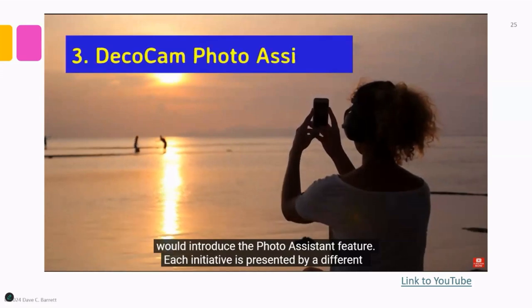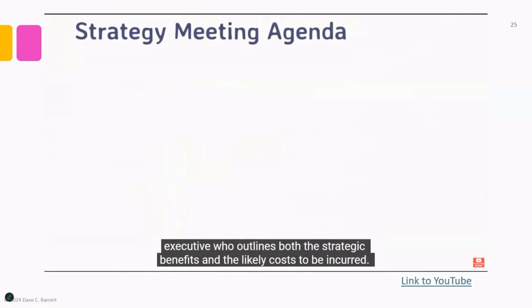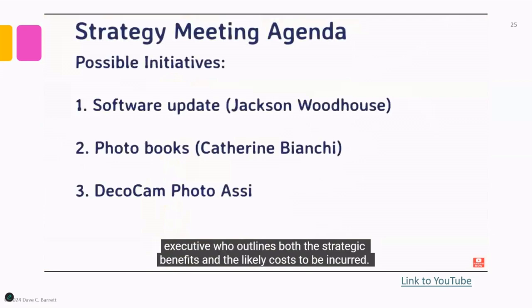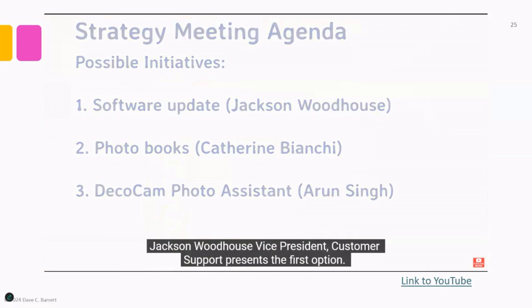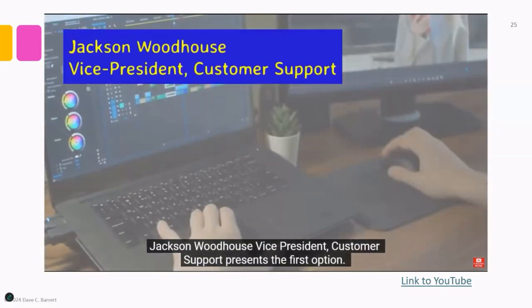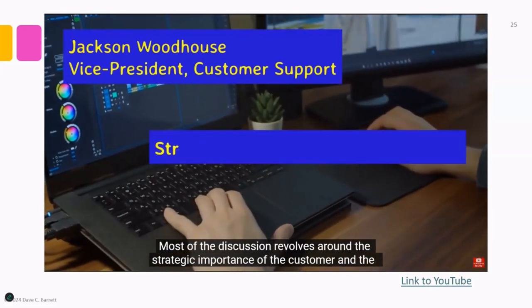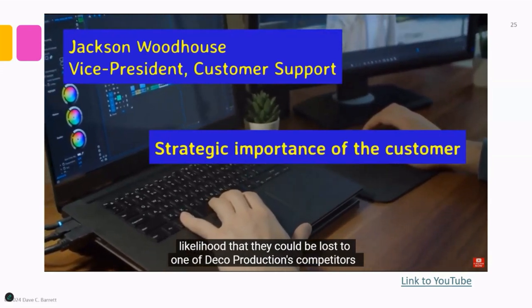Each initiative is presented by a different executive who outlines both the strategic benefits and the likely costs to be incurred. Jackson Woodhouse, Vice President, Customer Support, presents the first option. Most of the discussion revolves around the strategic importance of the customer and the likelihood that they could be lost to one of Deco Productions' competitors if the project is not completed.